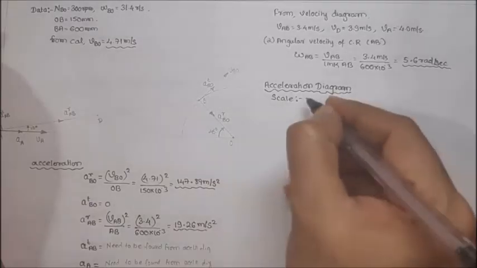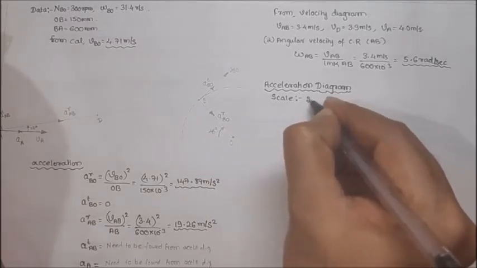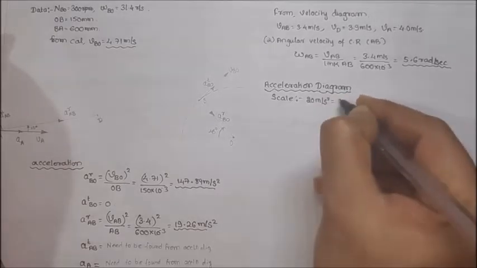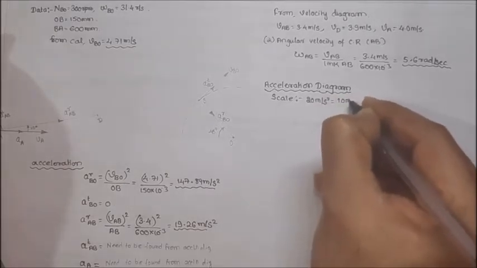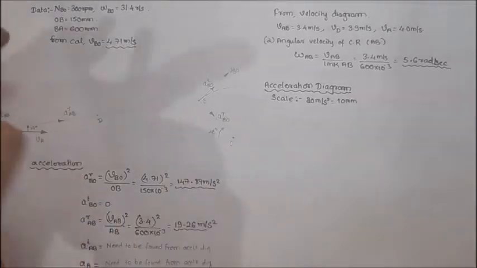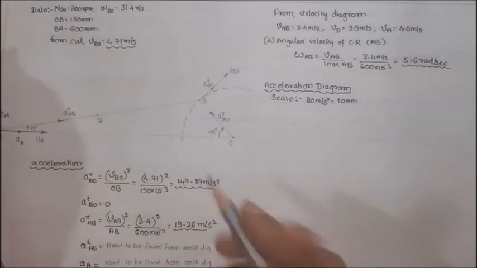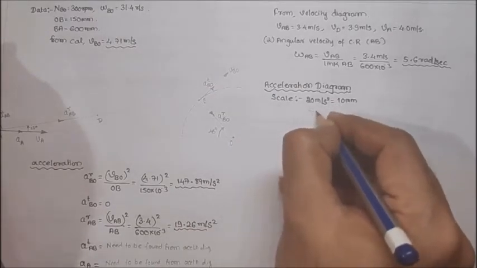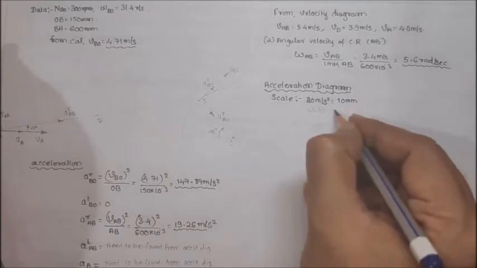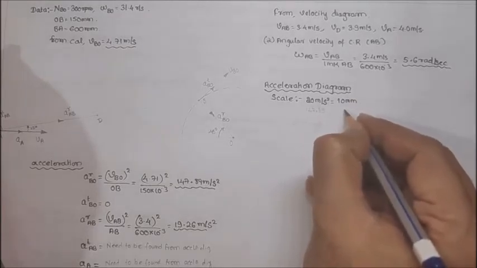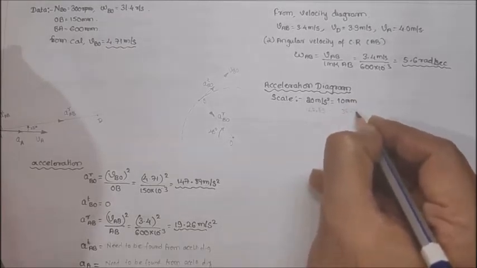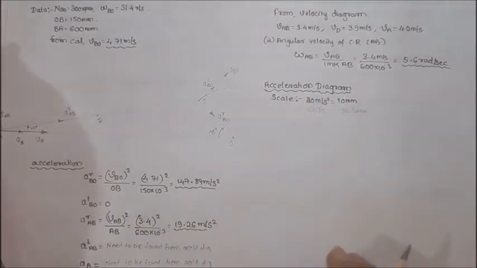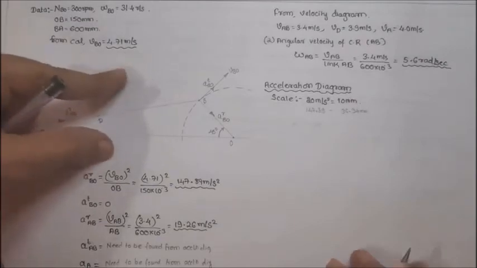So what I suggest is to take 20 meter per second square equal to 10 mm. This will help. Okay, next what we require is the length for 147.89. How much? That will be around 36.94 mm. If we cross multiply and calculate, we'll get the values.